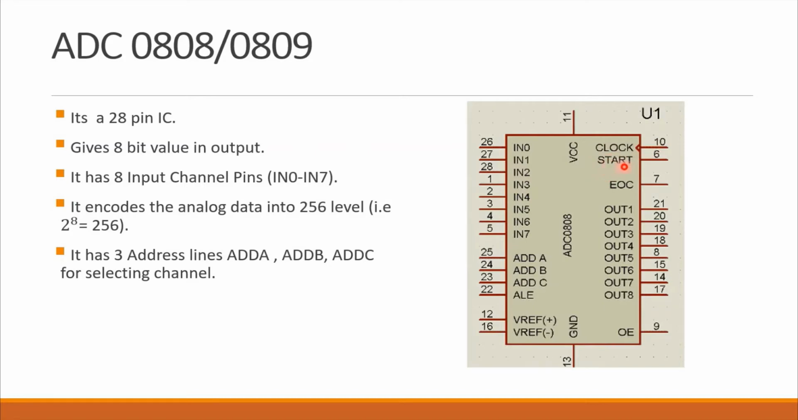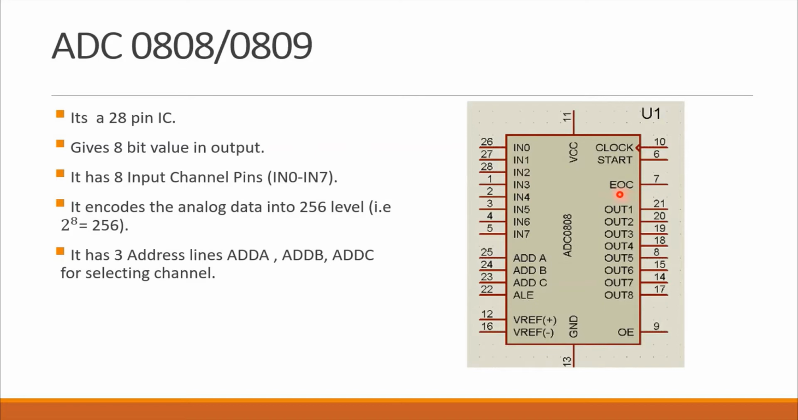Then you have start. The start is basically start of conversion, so we sometimes call it SOC also. When the ADC selects one channel and starts processing it, this SOC has to be given a signal, a low to high pulse. When a low to high pulse is given to this start pin, the ADC starts converting the analog input to the digital output. And once it completes its conversion, that means the analog value is converted into output, it gives a high to low signal to this EOC pin. EOC stands for end of conversion.